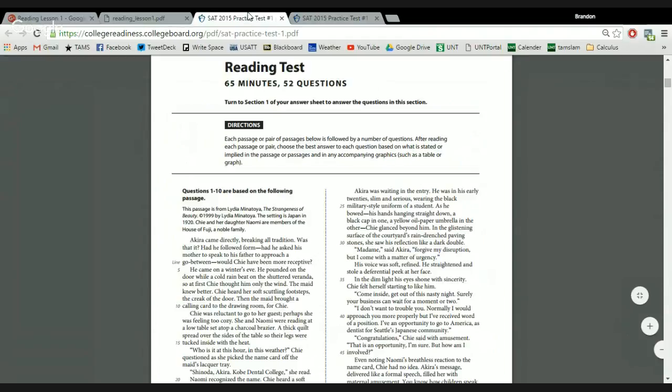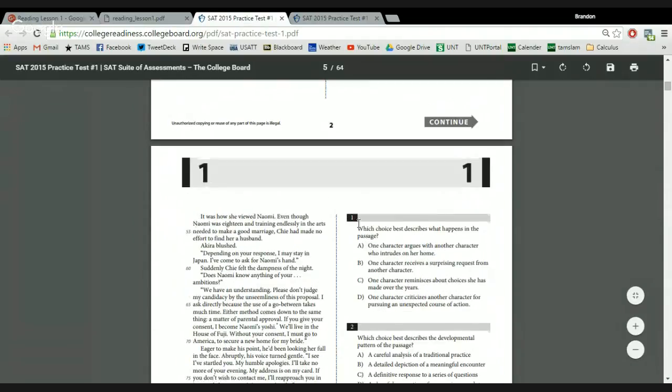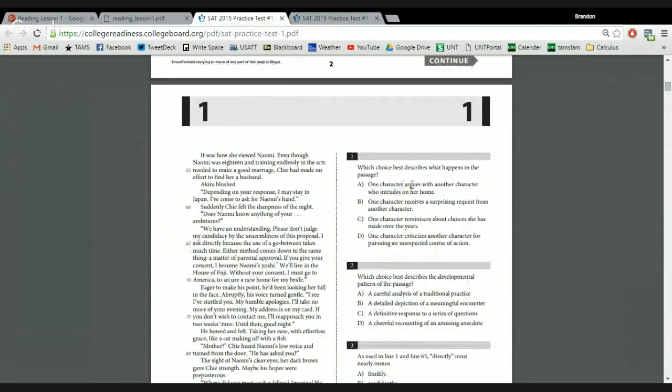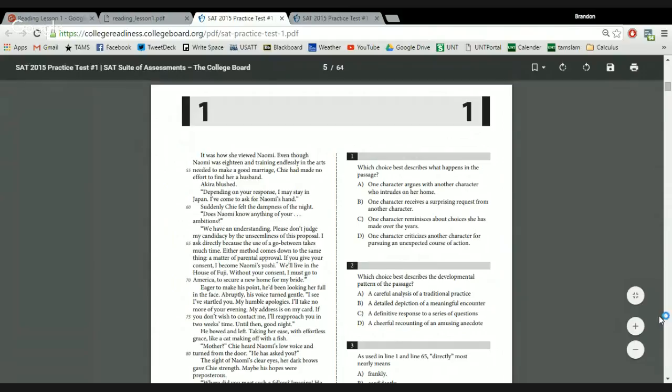So underlining some keywords in the answer choice. First of all, we can just look at this example here. Keywords here would be: character argues another character intrude on her home. Character surprising request from another character. Character reminisces choices over the years. Character criticizes another character for pursuing unexpected course of action.